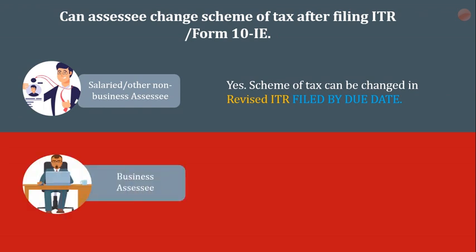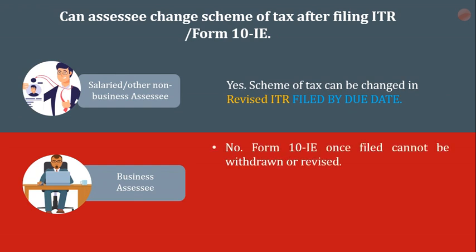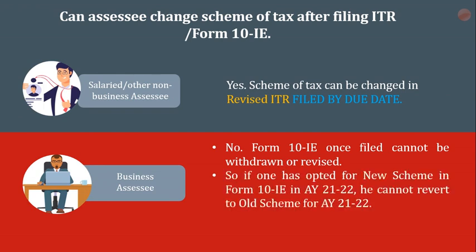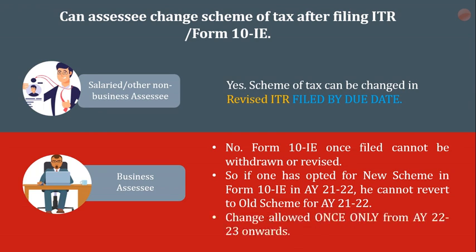In the case of a business assessee, now let us see, Form 10IE once filed cannot be withdrawn or revised. So please exercise the option very carefully, because 10IE once filed cannot be withdrawn or revised. So if one has opted for the new scheme in Form 10IE in assessment year 21-22, you cannot revert to the old scheme for this assessment year 21-22. Change is allowed once only from assessment year 22-23 onwards. Even in the next year he can do the change, but thereafter no change will be allowed.